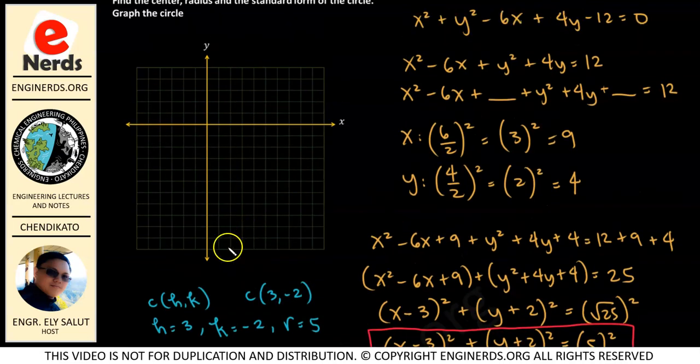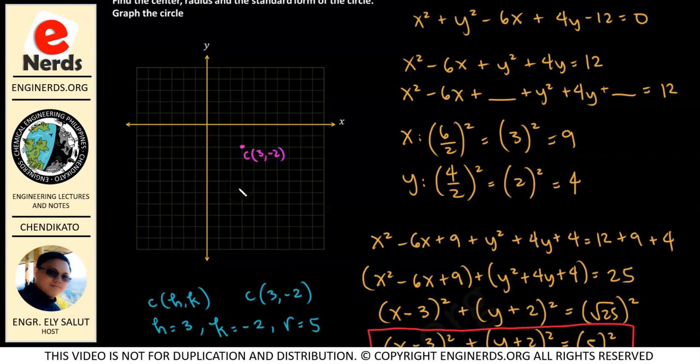Okay, so locate natin yung ating center, no? Our center is at (3, -2). So, we're going to count 3 papunta sa right side ng ating x-coordinate. So, 1, 2, 3, and 2 below because we have negative 2. So, 1, 2, 3, and negative 2, 1, 2. So, our center is right here. Our center is at (3, -2).